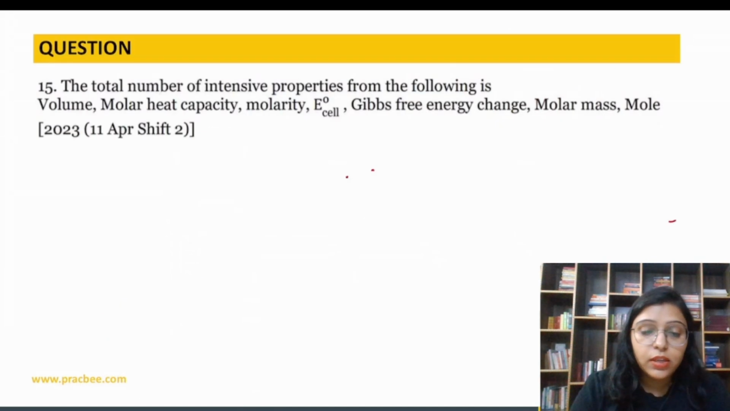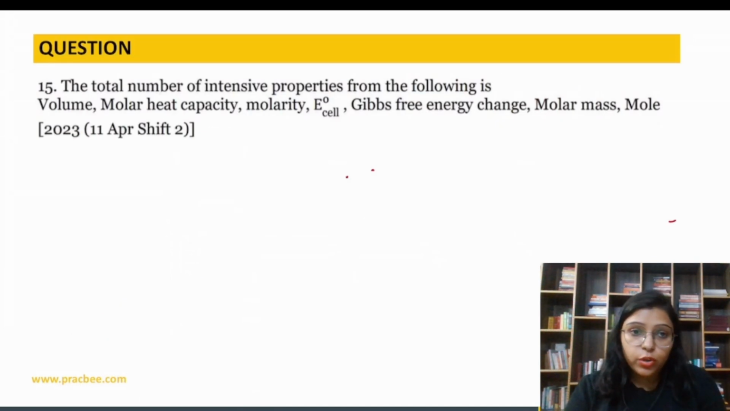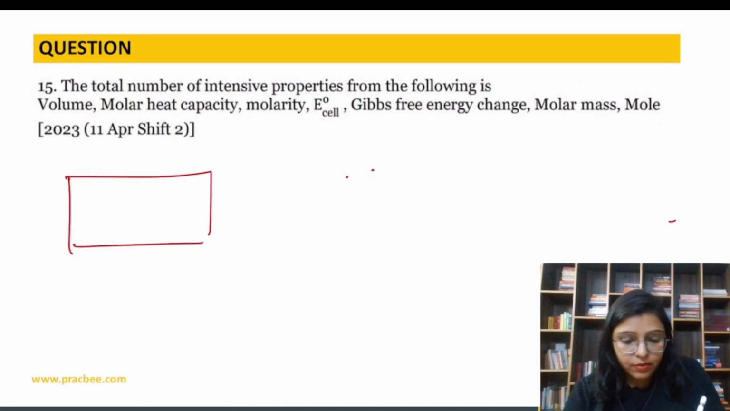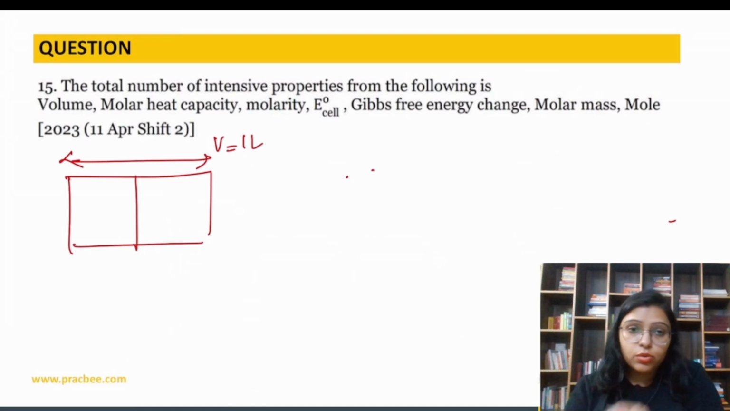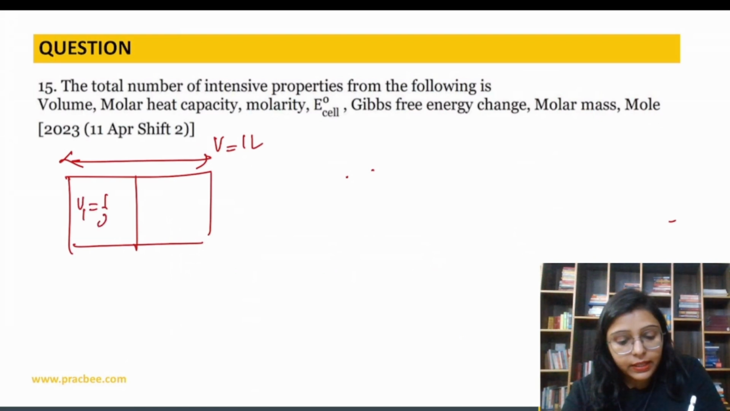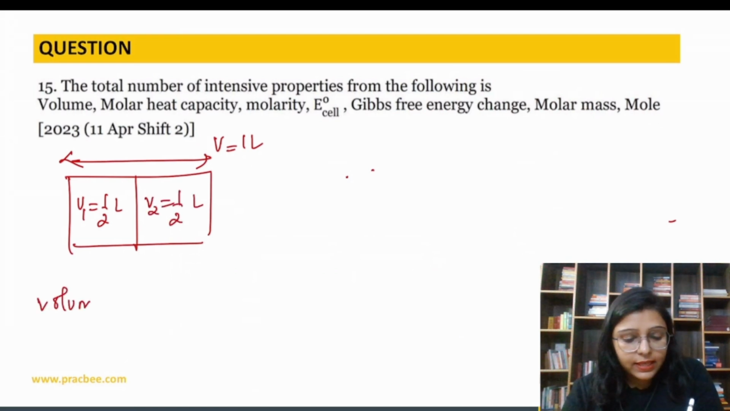So the question is: the total number of intensive properties from the following is. So we have volume. See, if we have a system and I divide the system into two equal halves, suppose the initial volume was 1 liter. After the division, V1 is equal to half liter and V2 is equal to half liter. So basically volume is extensive.